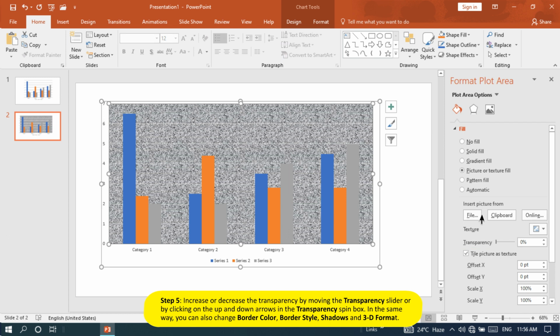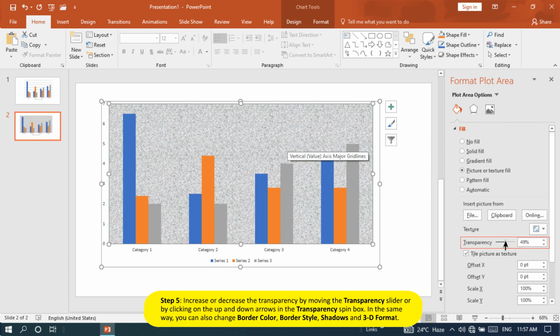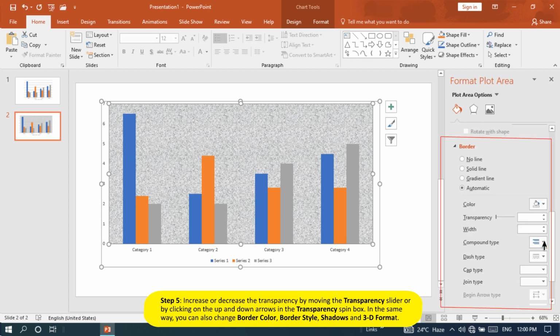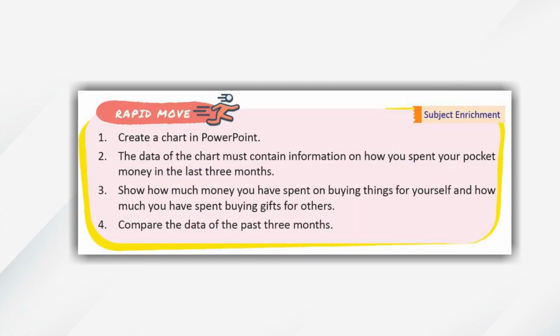Step 5. Increase or decrease the transparency by moving the transparency slider or by clicking on the up and down arrows in the transparency spin box. In the same way, you can also change border color, border style, shadows, and 3D format.